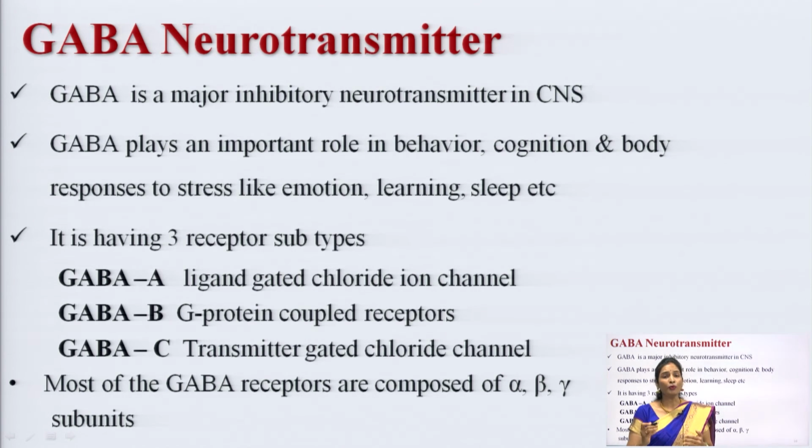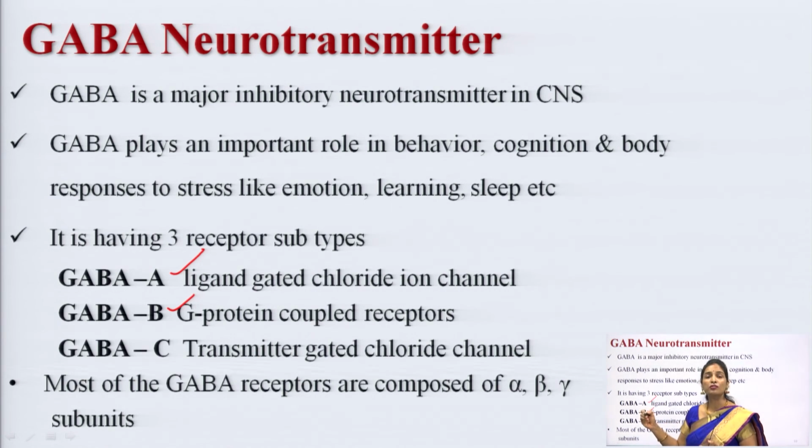Okay. So, if I am talking about the receptors, GABA has 3 types of receptors, named GABA A receptor, GABA B receptor, and GABA C receptor. The GABA A receptor is an ion channel receptor, GABA B is a G protein coupled receptor, and finally GABA C is also an ion channel receptor. Most of the GABA receptors are composed of alpha, beta, and gamma subunits.